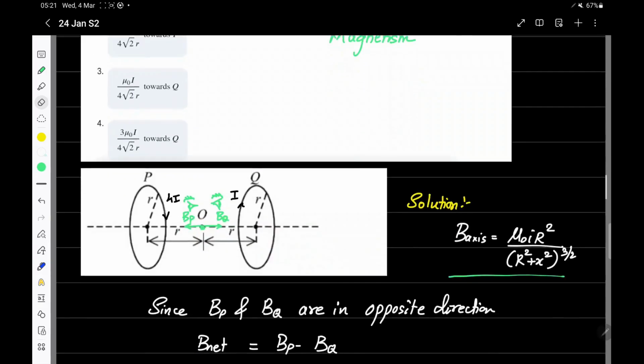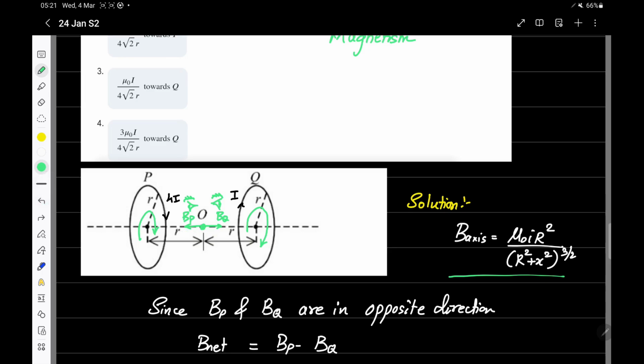So, let us draw an observer at O. There are two observers, one looking towards Q and one looking towards P. Both of them see clockwise current with respect to themselves. With respect to Q, if you apply the right hand thumb rule, at point O, Q will be generating a magnetic field to the right. Similarly, if you apply the right hand thumb rule to P with respect to O, it will be generating a magnetic field to the left.